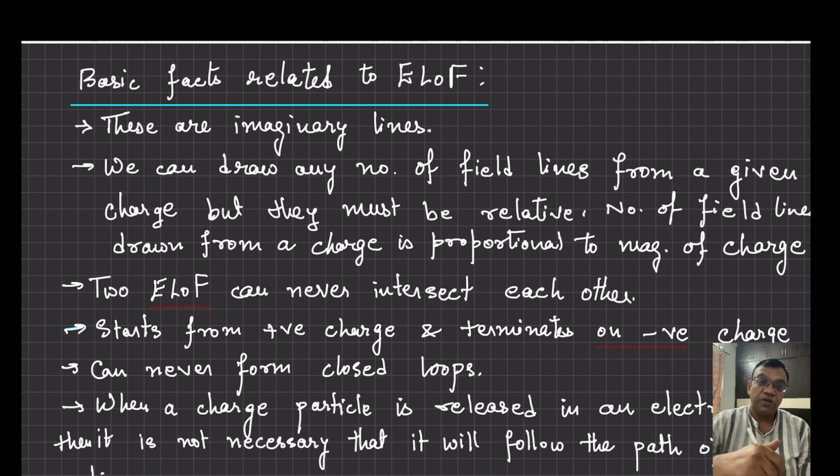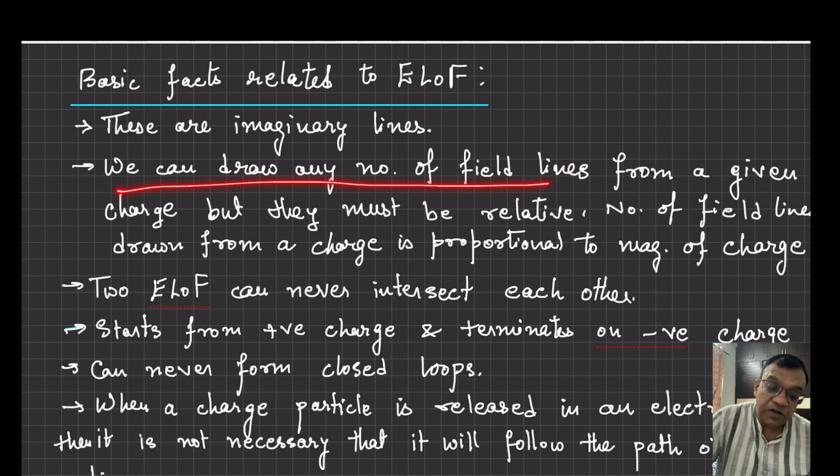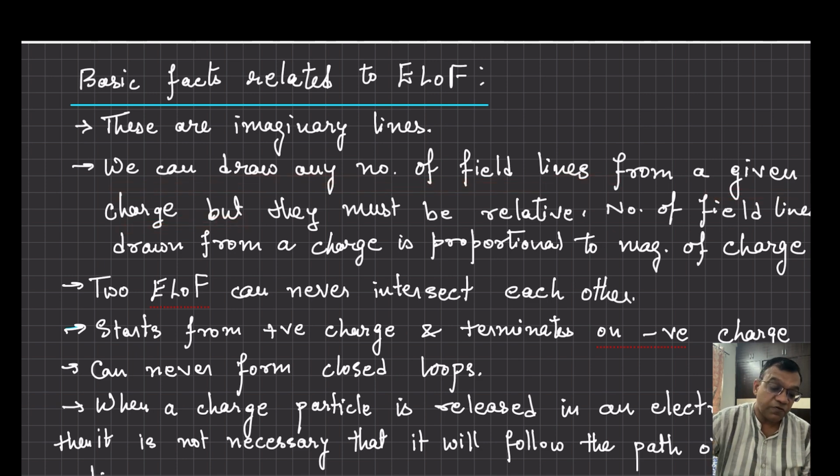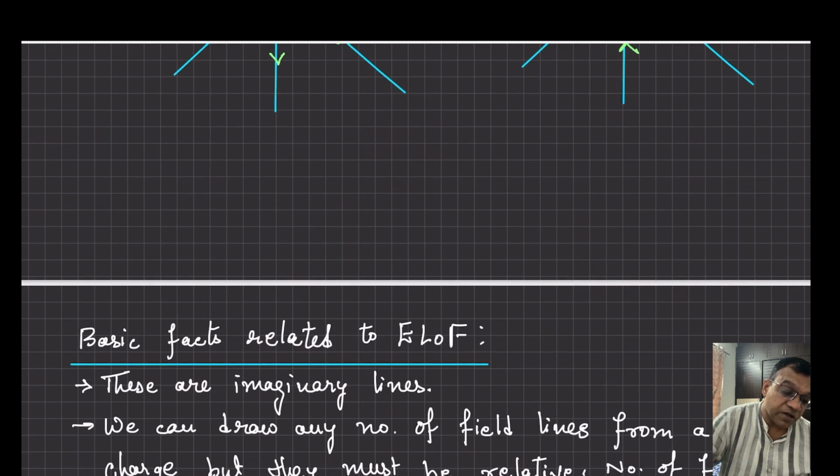particular region. And if it is imaginary lines, then you can say one person from 1 coulomb charge can draw 10 lines, other person can draw 200 lines also. Yes, absolutely right. You can draw any number of lines. We can draw any number of field lines from a given charge. But you have to remember one thing. Say for example, you are making this line diagram for 2 charges. This is 2 microcoulomb and this is half microcoulomb.